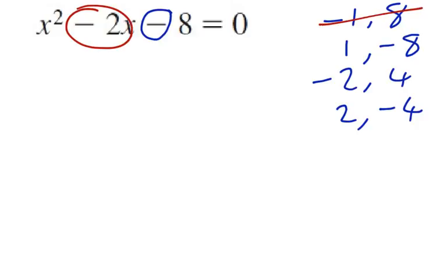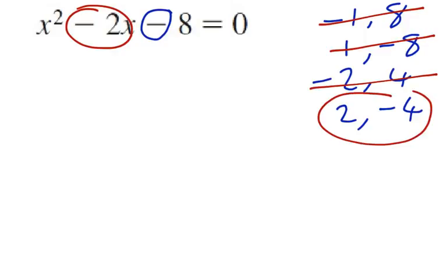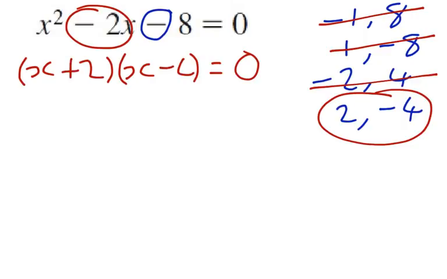Minus 1 plus 8 is 7, so not that one. 1 plus minus 8 is minus 7, so not that one. Minus 2 plus 4 is 2, but we're looking for minus 2. And 2 plus minus 4 is minus 2, so that's the one we want. We put in our brackets, and x at the front of each, and this time we've got plus 2 and minus 4.